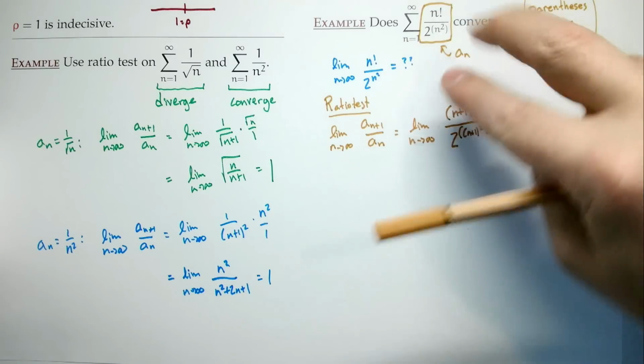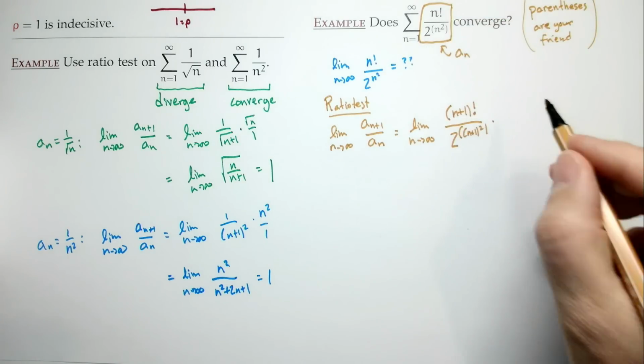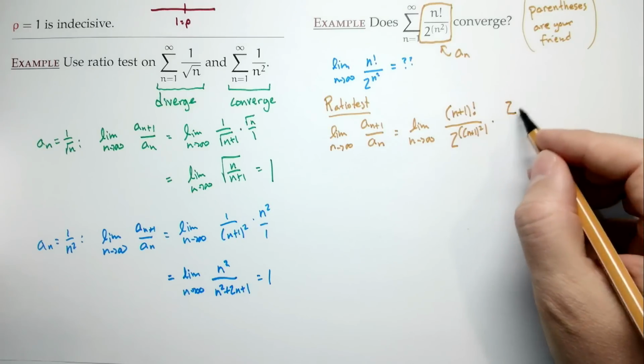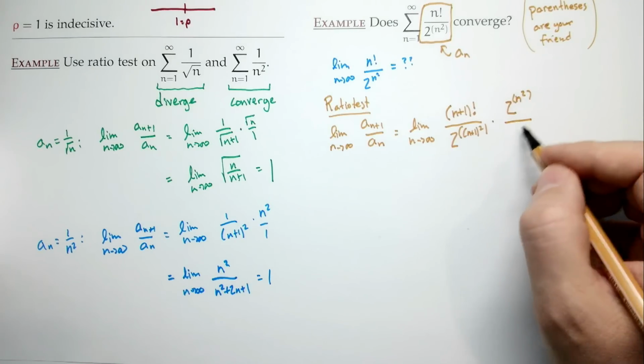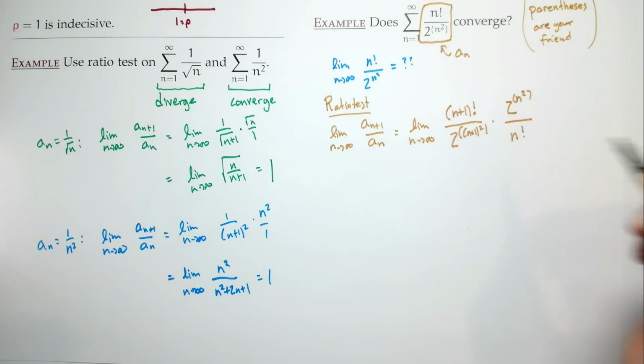And because we divide by a sub n, we can multiply by the reciprocal. So that's 2 to the n squared, divided by n factorial. Now, our goal is to simplify. And it's a worthy goal, right? So how can we simplify? Well, first off, let's talk about the factorials. We should do a little bit of a divergence here.